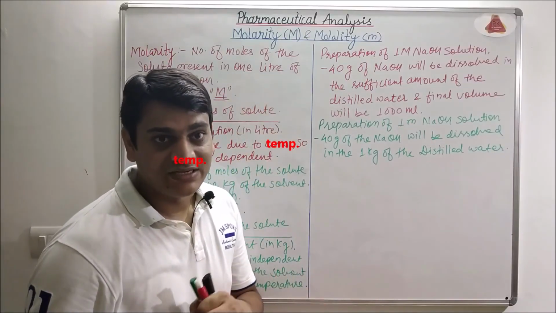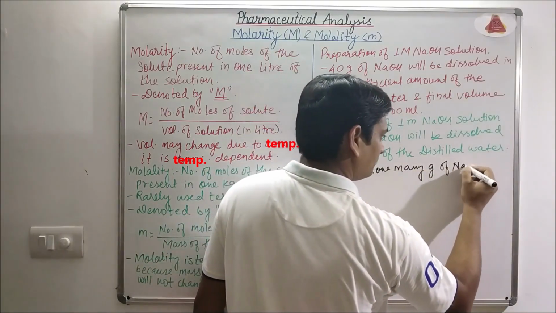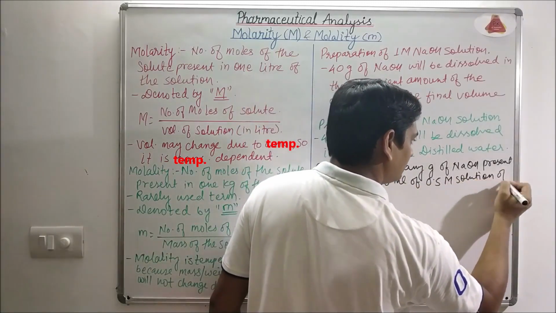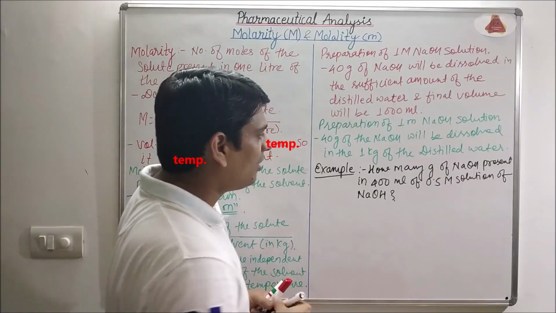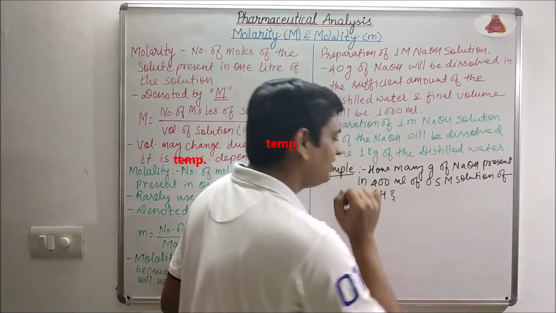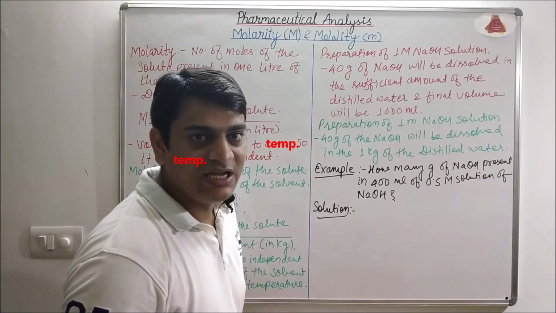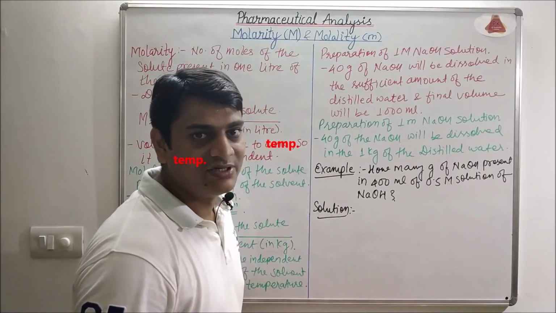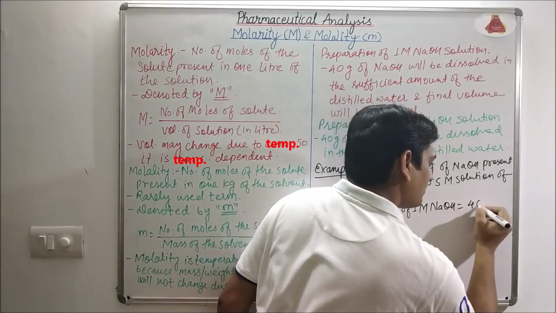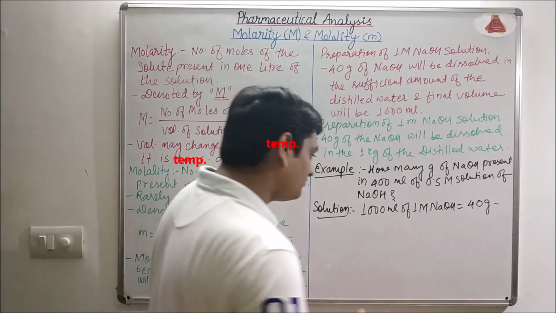Now coming to an example. This is the question: how many gram of NaOH are present in 400 ml of 0.5 molar solution of NaOH? The solution is very easy. So 1000 ml of 1 molar NaOH solution contains 40 gram of NaOH. So 1000 ml of 0.5 molar NaOH will contain 20 gram.